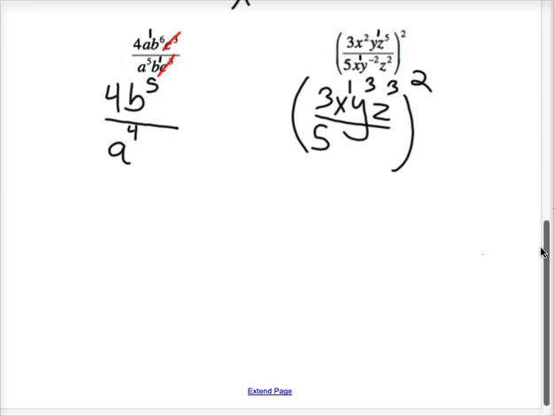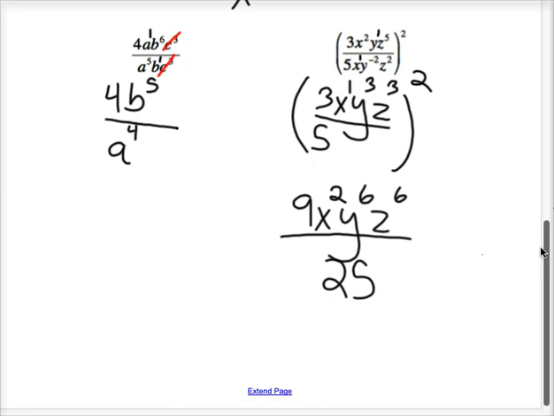So 3 squared gives me 9. X to the first squared, multiply the exponents. Y cubed squared, multiply the exponents. Z cubed squared, multiply the exponents. And it also distributes to the bottom. 5 squared is 25.